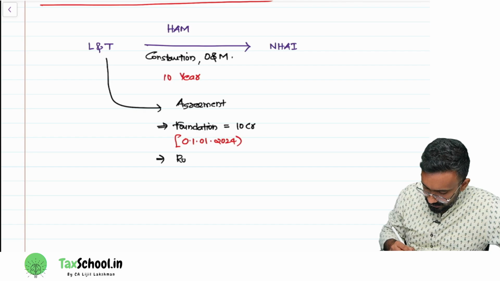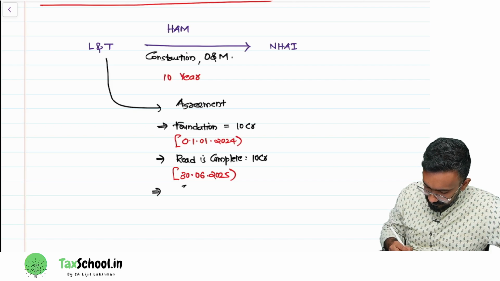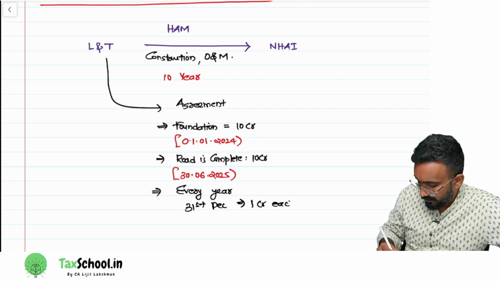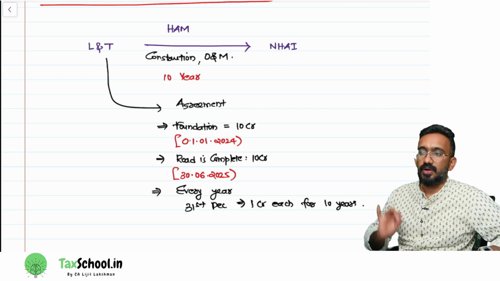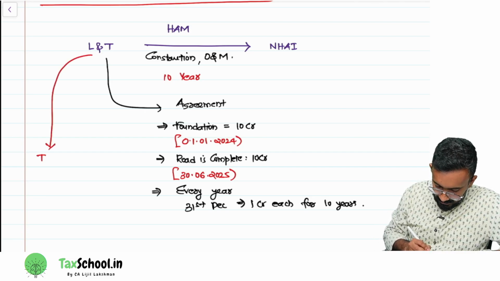Once the road is complete, they will get another 10 crore, which was completed by 30/6/2025. Then every year on 31st of December, they will get 1 crore each for 10 years. This is the contract they have. My question is, how do I determine time of supply for L&T?